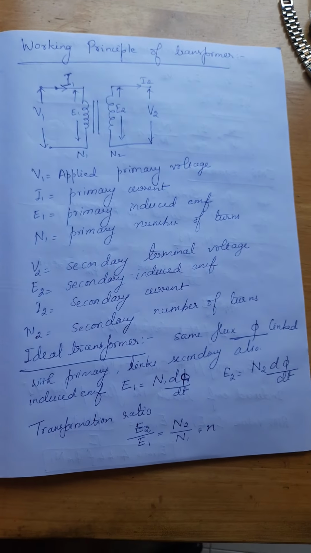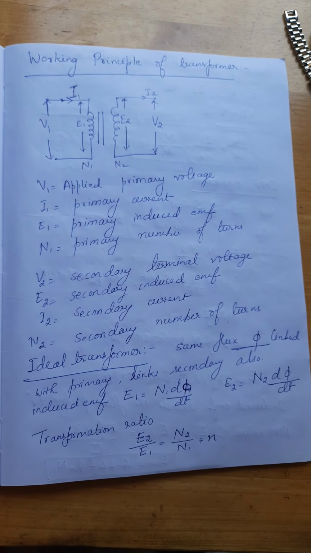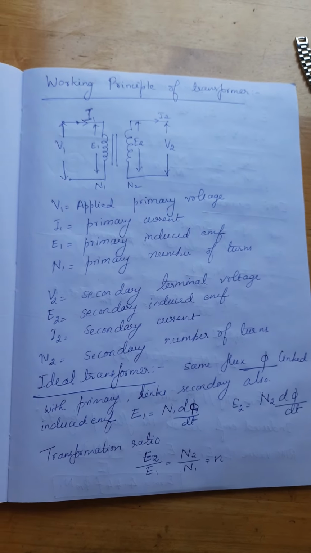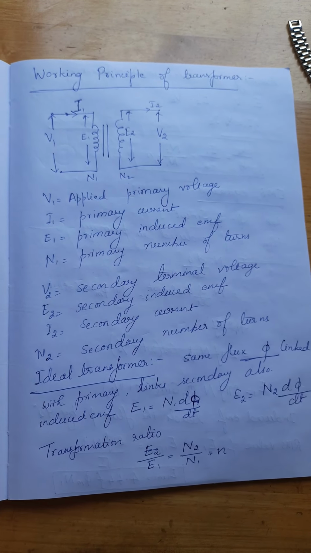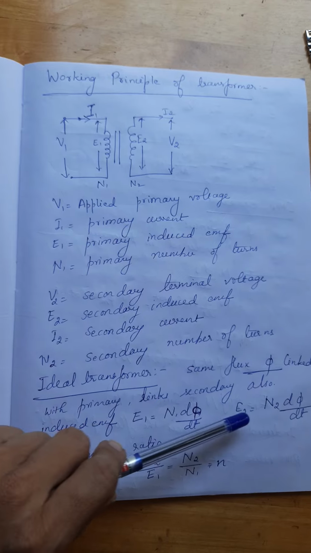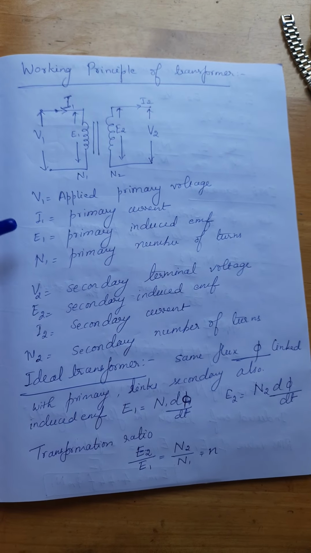We are assuming that it is an ideal transformer. What do you mean by ideal transformer? The transformer losses are neglected and the leakage flux is also neglected. So we are assuming that the flux phi produced in the primary also links the secondary. There is no leakage flux.